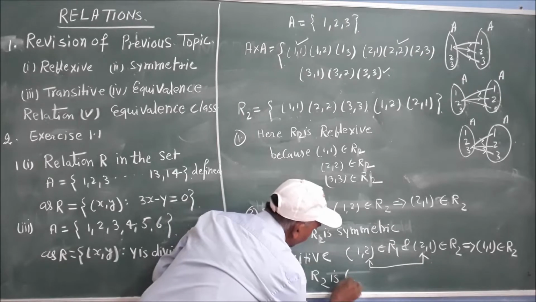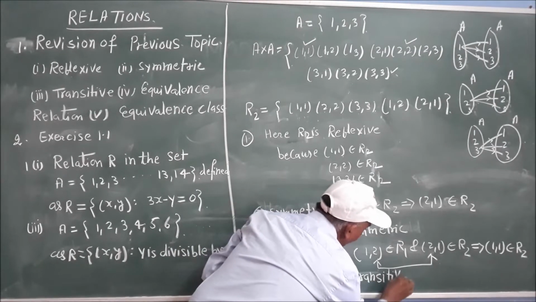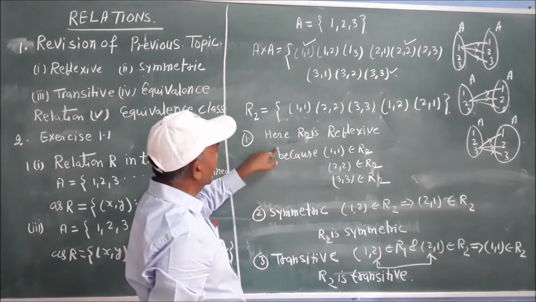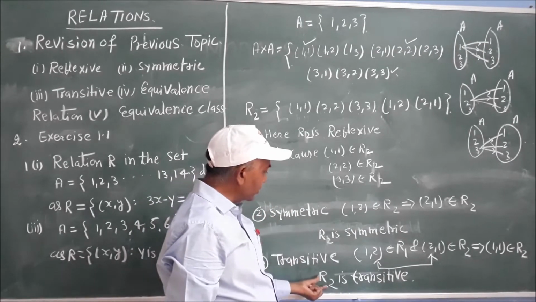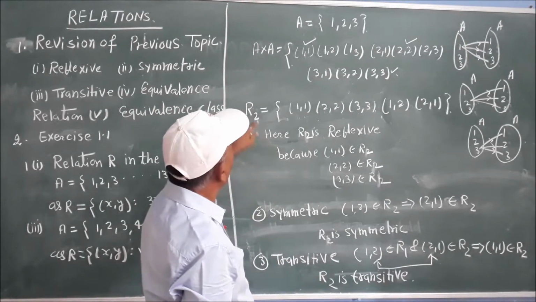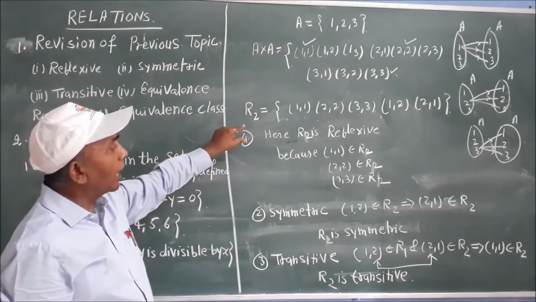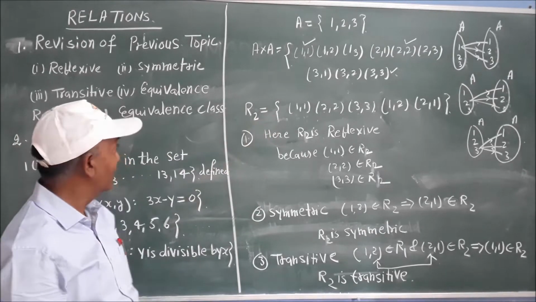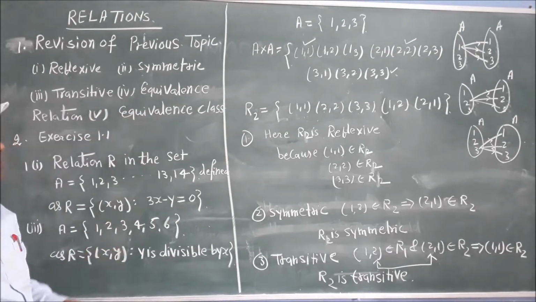So if transitive property holds, we can say this implies R2 is transitive. So here you have seen that R2 is reflexive, R2 is symmetric, R2 is transitive. That means R2 is an equivalence relation. So you can say that R2 is an equivalence relation. And after that you have to find, can you calculate the equivalence class or not?